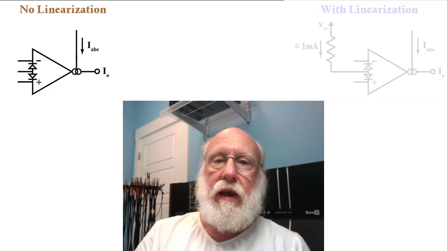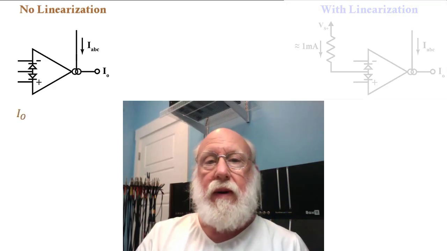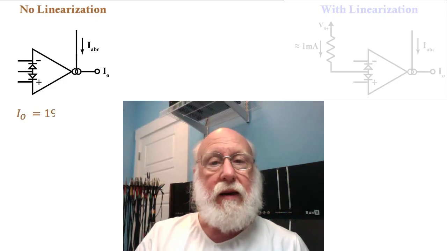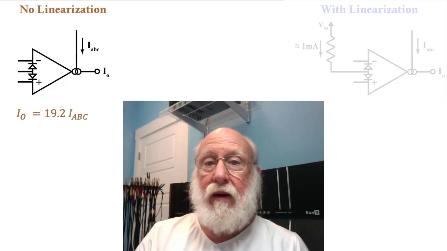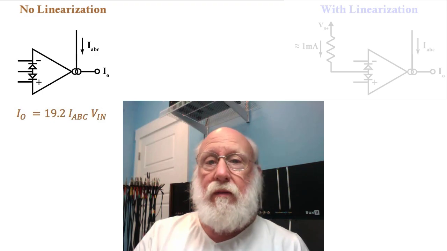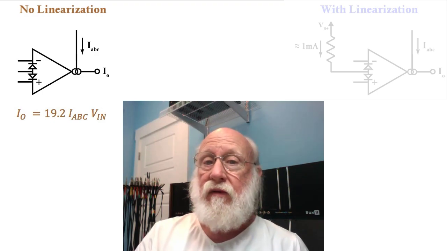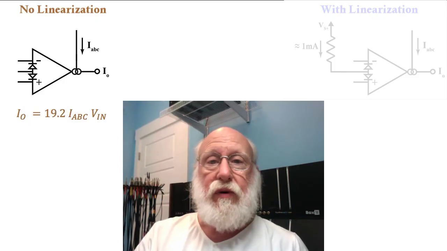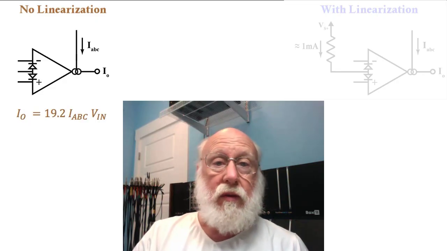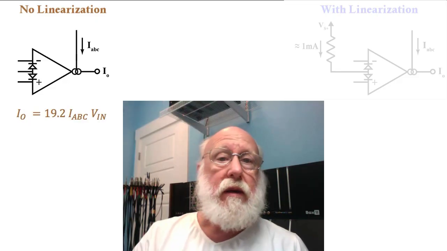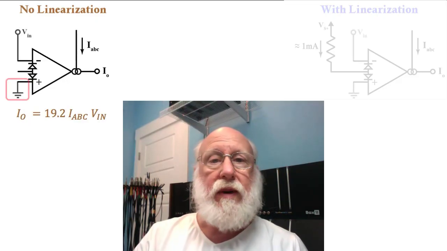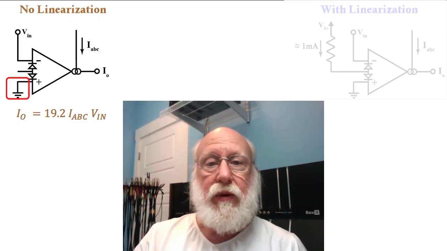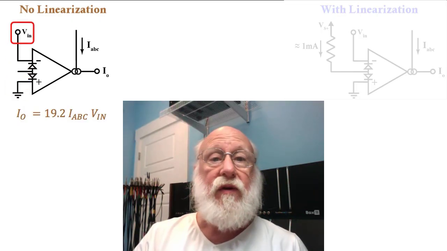When you're not using linearization, the output current is given by 19.2 times I sub ABC, the amplifier bias current, times the input voltage. Do note that that input voltage is the differential input voltage at the two input terminals of the OTA, not the input voltage from whatever your source is. That is usually dropped down to a much lower level. Also, in most cases, one of the two inputs will be grounded so that we have a single input, and we're just going to call that Vn for the moment.